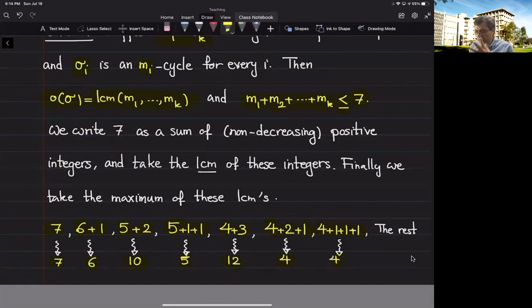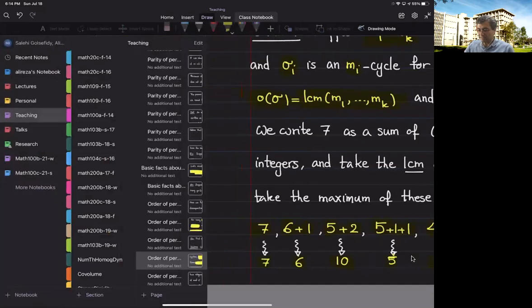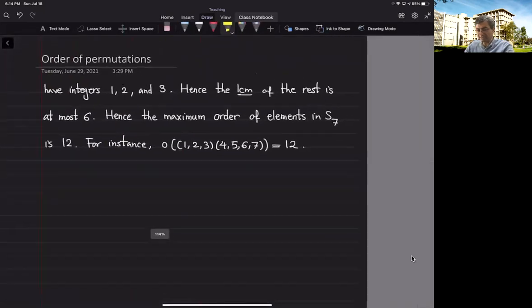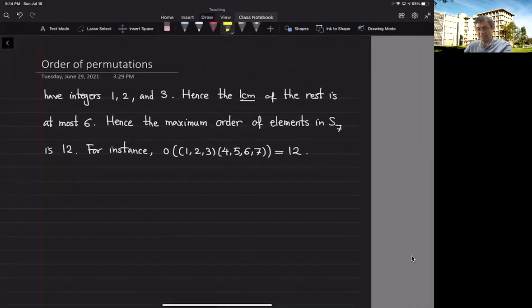Now, these are all the ways that we can write down if the maximum is 4. If the maximum is 3, then the only integers that appear are 3 and 2, which means the least common multiple of those numbers cannot be more than 6. We already have 12 over here, so I can disregard the rest and say that the maximum among these least common multiples is definitely 12.